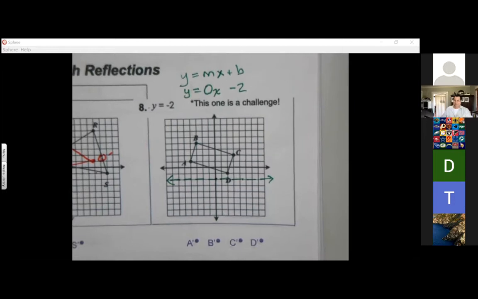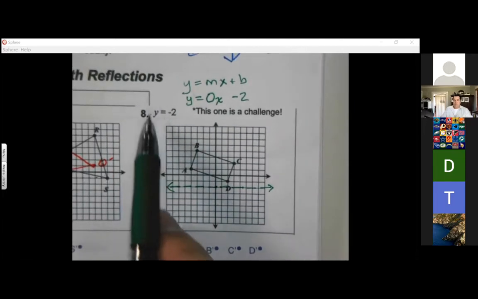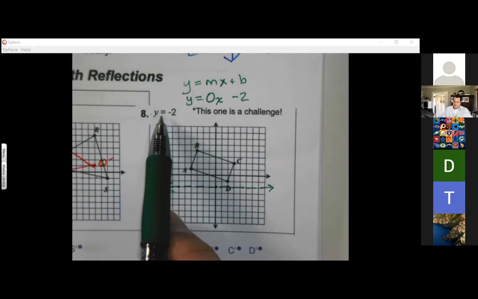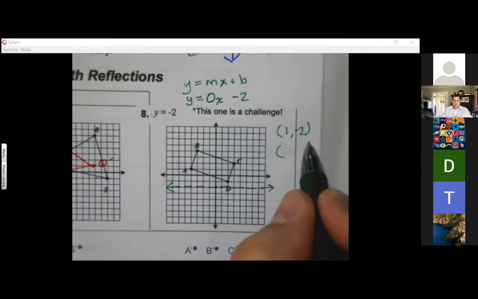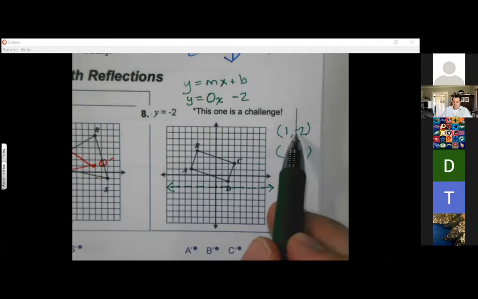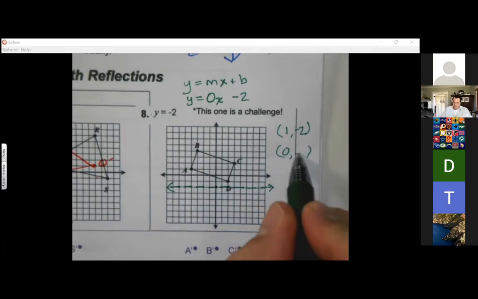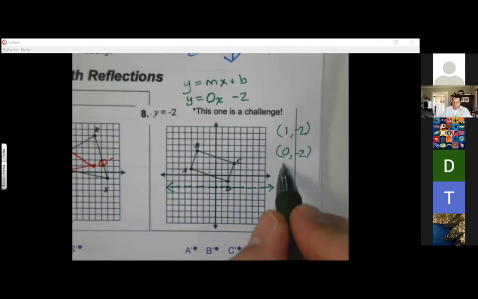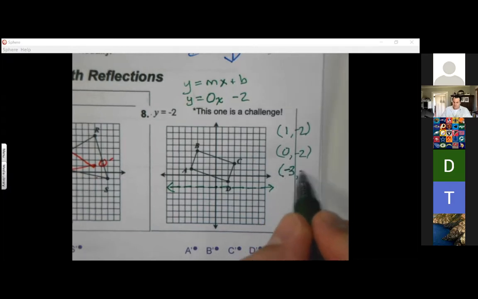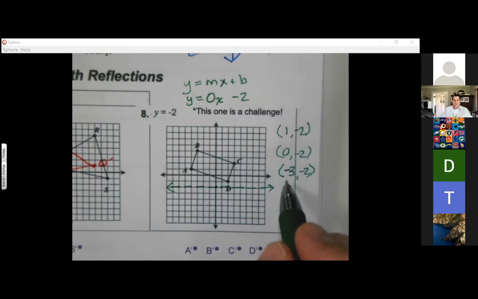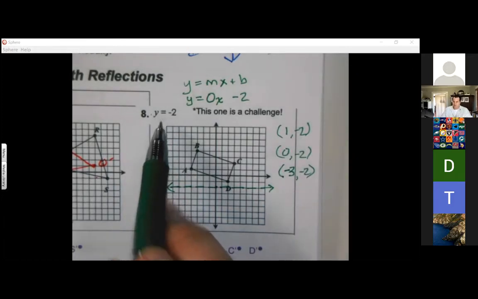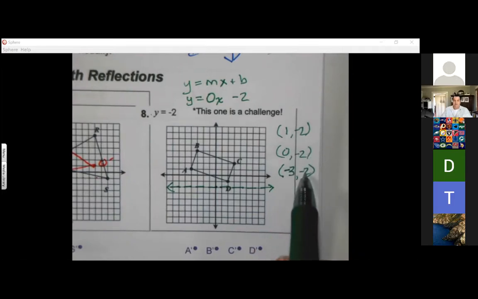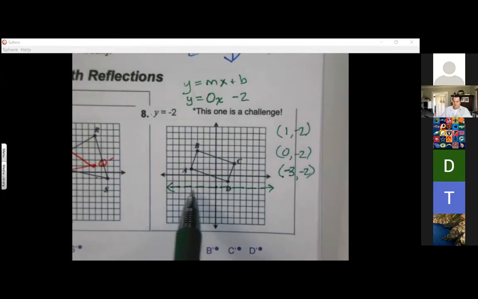Another way you can think about this is the rule that's supposed to apply to the points. So if we were to come up with a list of points that would satisfy that rule, we could have the point 1, negative 2. That's got a y value of negative 2. We could have the point 0, negative 2. We could have the point negative 3, negative 2. In other words, the x value is irrelevant. The formula doesn't deal with the x at all. The only requirement is that every single y value has to be negative 2. And that's what all these points along this line do.